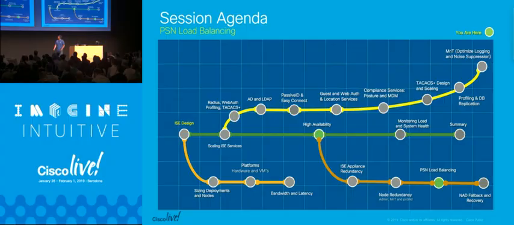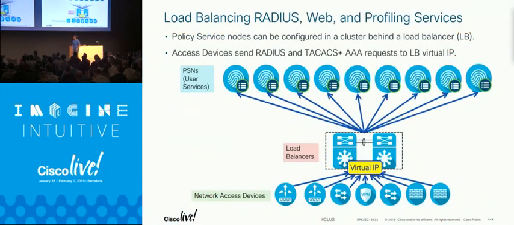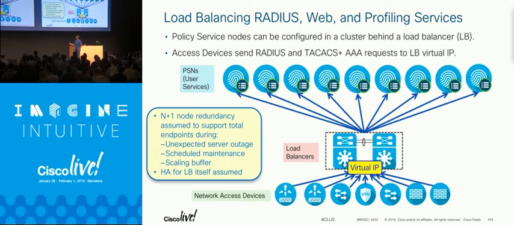A few other things I want to touch upon is PSN load balancing, right? So in this case, what we're talking about is how can I load balance all these RADIUS, web auth, and profiling services? So absolutely, the first recommendation is to use a load balancer, and through the load balancer, you can create stickiness. Once you have the stickiness created, the RADIUS authentication, the profiling data, all of it can be pinned to the same PSN, and that can save you a lot of churn on the network. So when we talk about scaling all these services, absolutely leverage the load balancer.